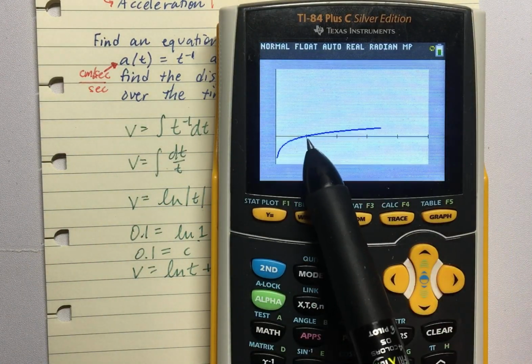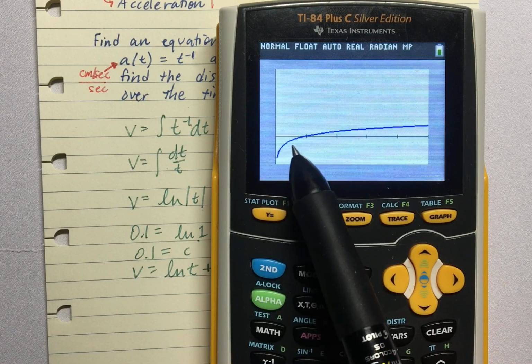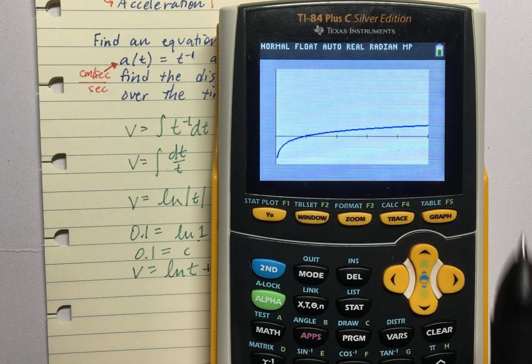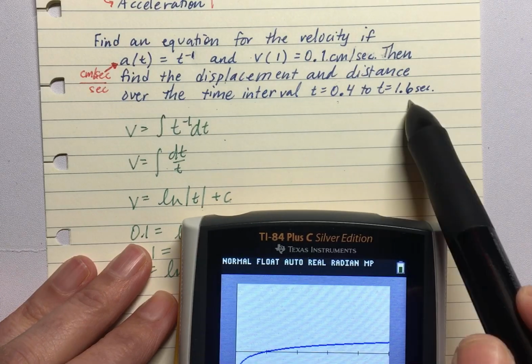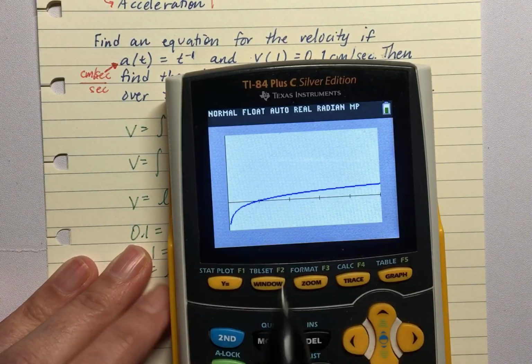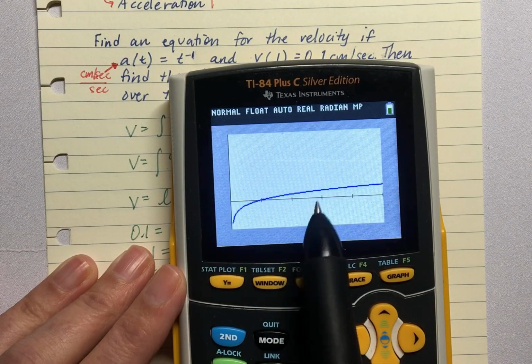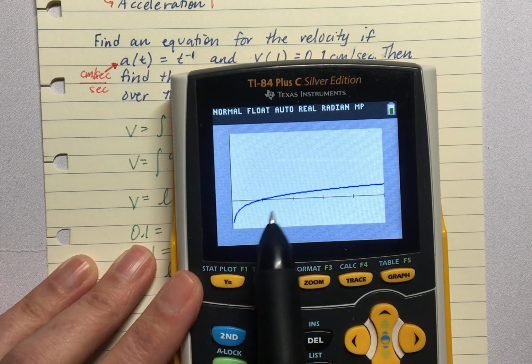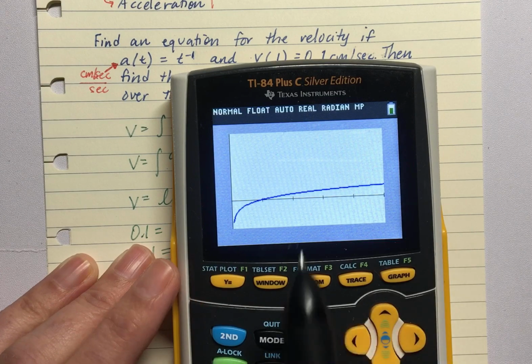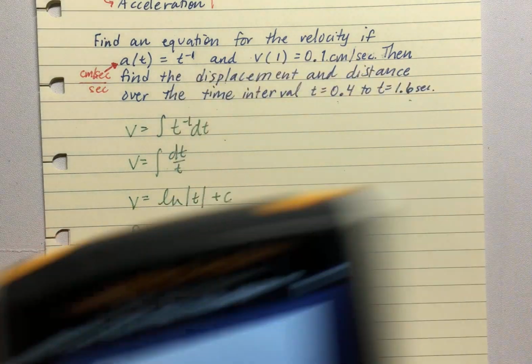So at time 1, your velocity goes from negative to positive. If we're looking at the time interval of 0.4 to 1.6, you have some negative velocity and some positive velocity, or in other words, you're going backwards, then you stop, and then you go forwards. So that's essentially what's going on.